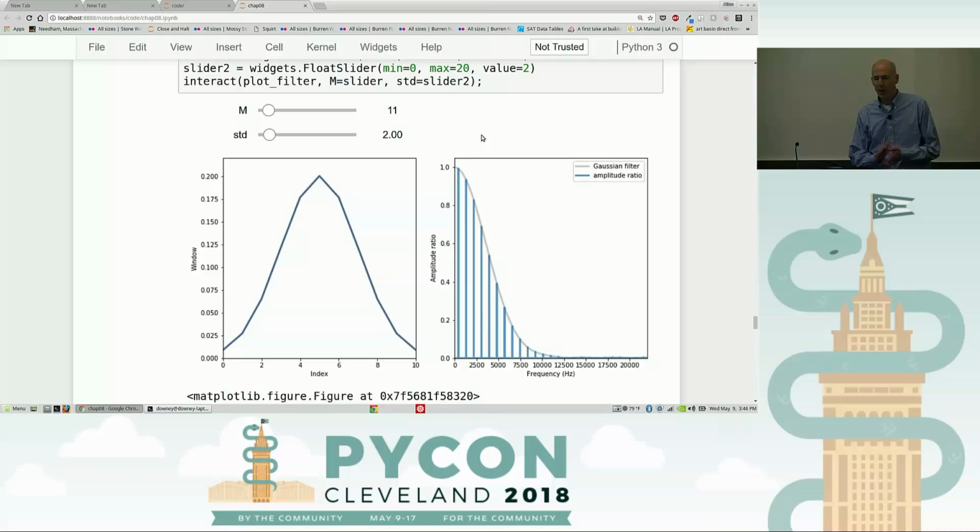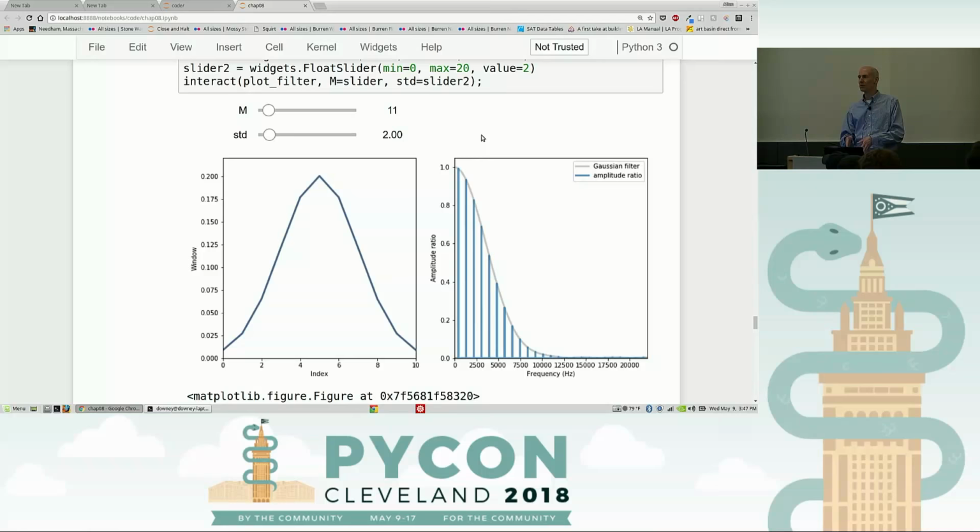Okay, I want to play around with this a little bit. So the two parameters here, standard deviation, STD, is the width of this Gaussian curve. If you're familiar with a bell curve or a normal distribution, this is mathematically the same as that. It's not a probability distribution, so if you're thinking about that, that's just confusing. But this is the window that I'm going to use.